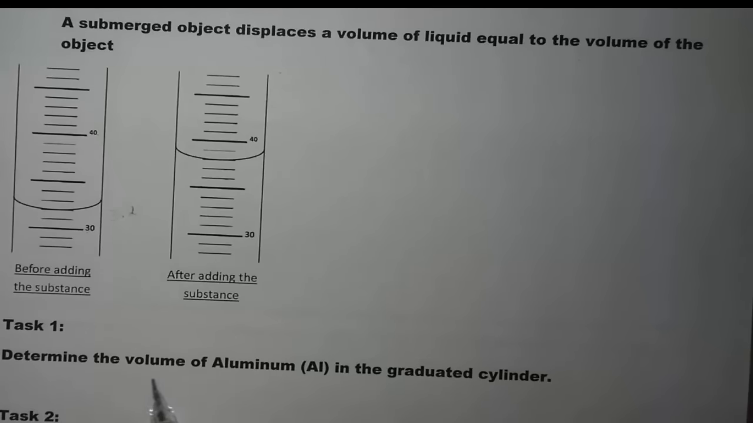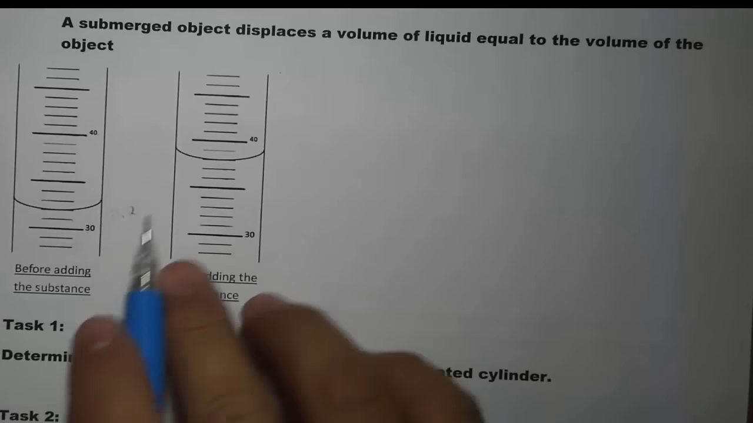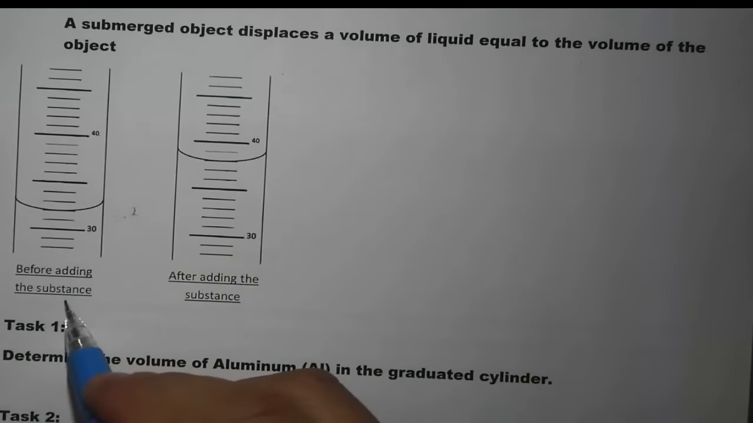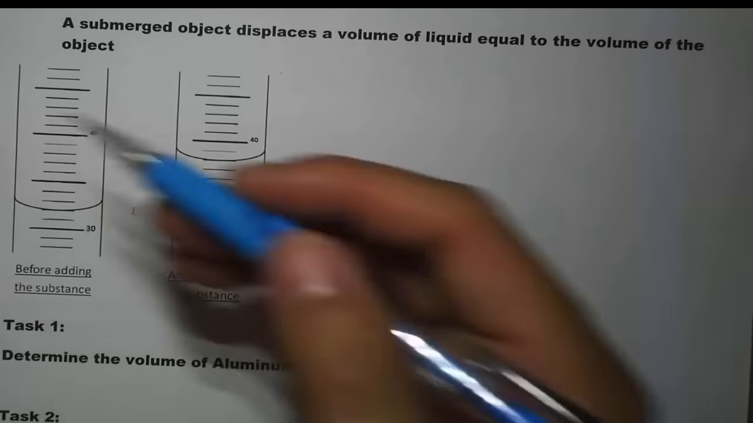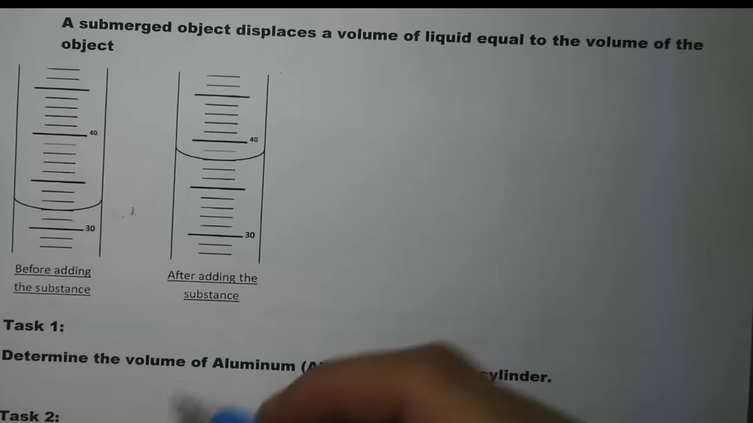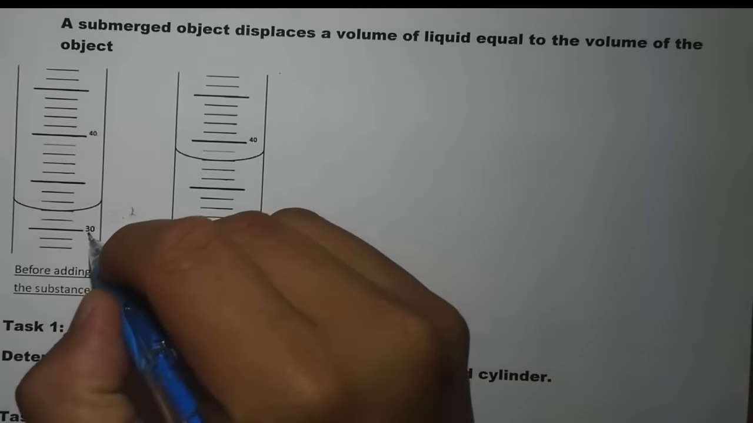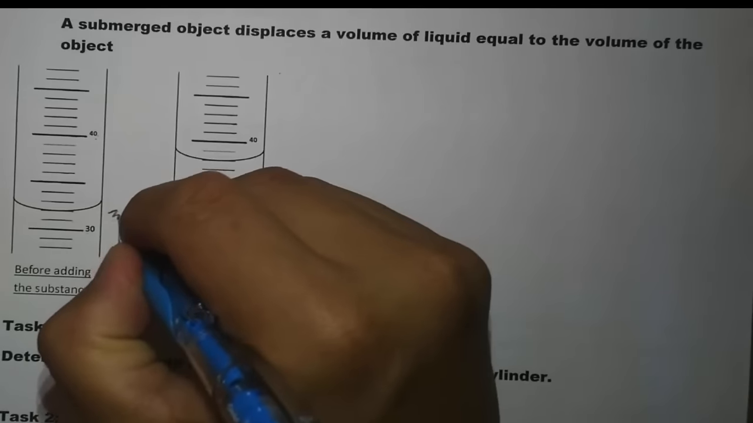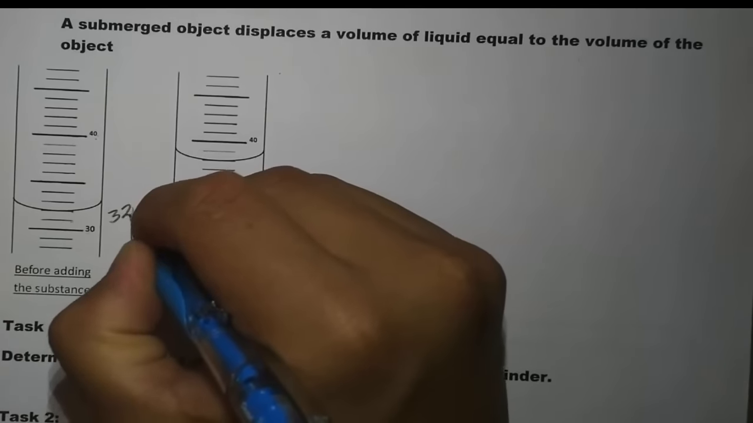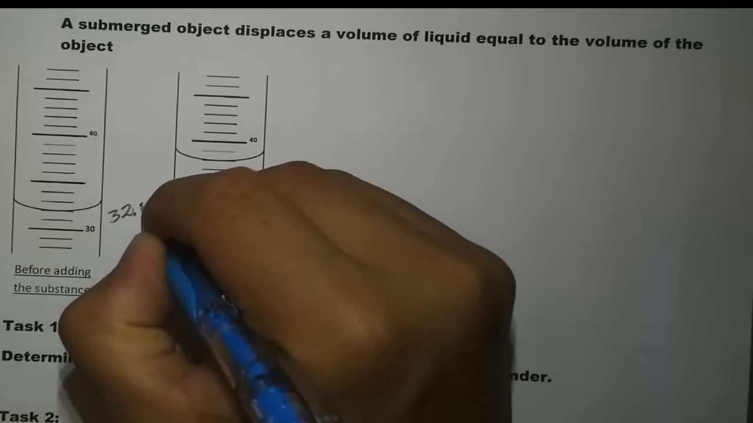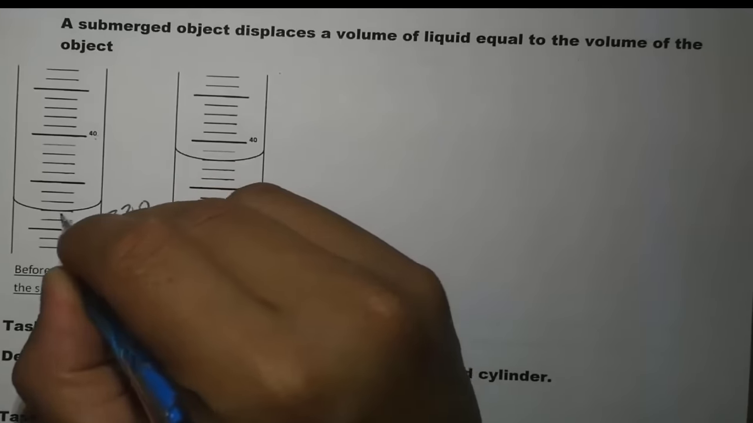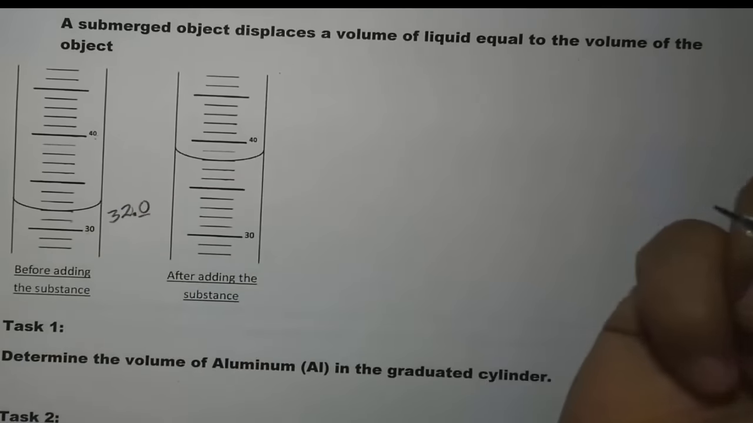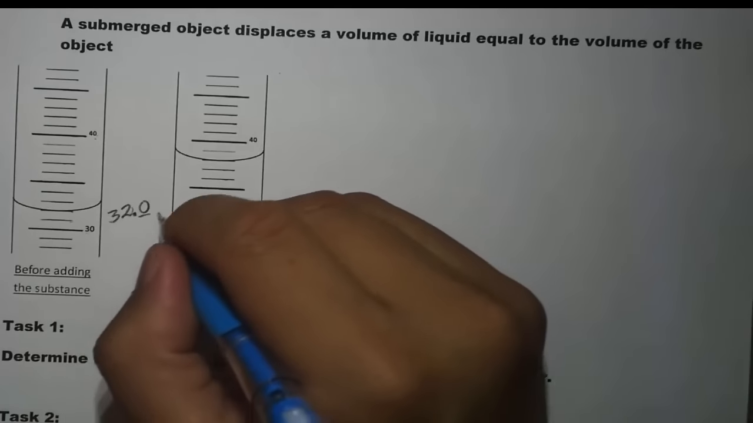Here we have: determine the volume of aluminum in the graduated cylinder. I have two graduated cylinders. One is before adding the substance. Of course you don't even see the substance at all, because it has sunk all the way to the bottom. In this case I have readings from 30 all the way to 40. Each line will be 1, so we have 31, 32. But I have to estimate the last digit, which is not there, and it is 0 because it is right on the line. So that is our initial reading.